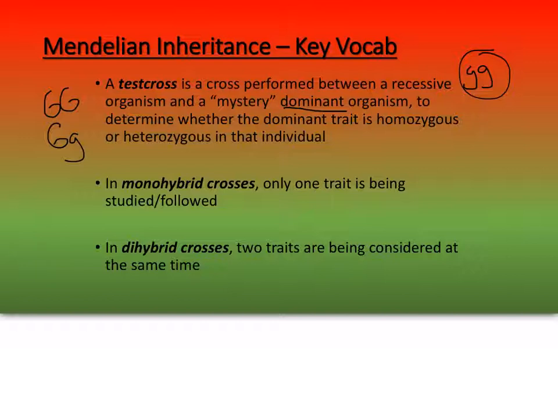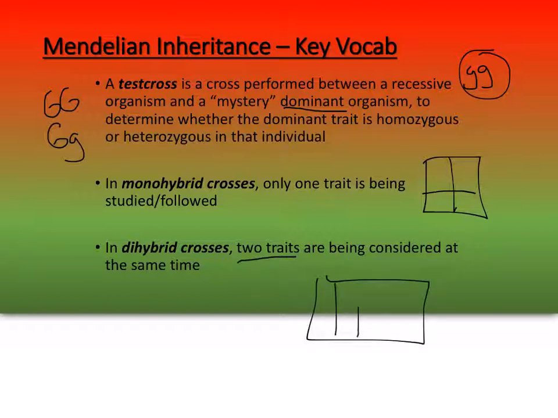Last couple things, remember a monohybrid cross is where you're looking at one trait, so it's a simple 2 by 2 Punnett square. A dihybrid cross is where we're studying two traits at the same time, so that's where you had to do a 4 by 4 Punnett square.